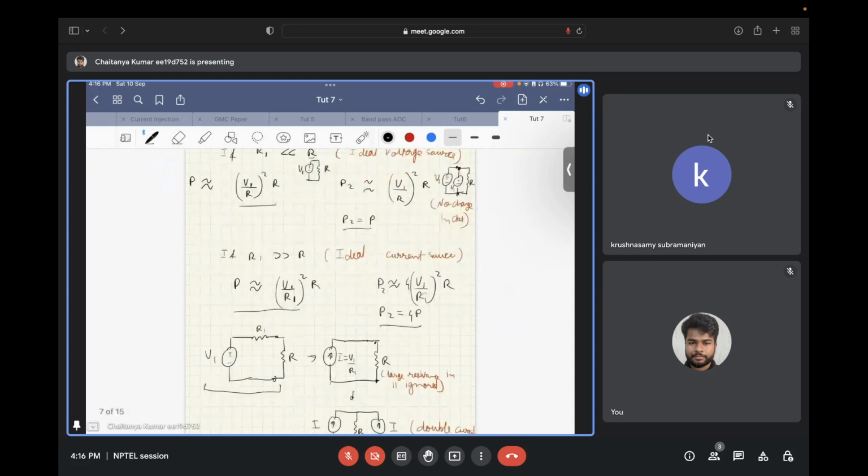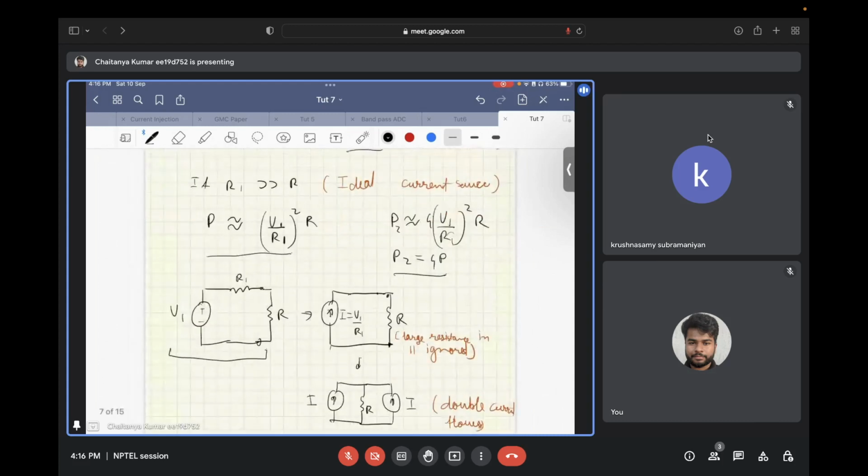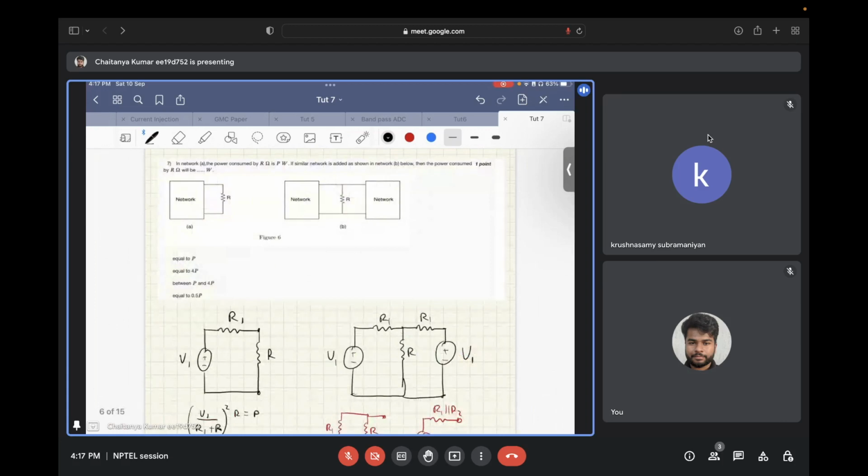And intuitively, what we are doing is connecting two ideal current sources in parallel to each other. So the current that is flowing through this resistor doubles. So the power that is being consumed by this resistor becomes 4P. So whatever power is being consumed in the second case will be between these two extreme cases, that is between P and 4P. So the answer is option C, that is between P and 4P.